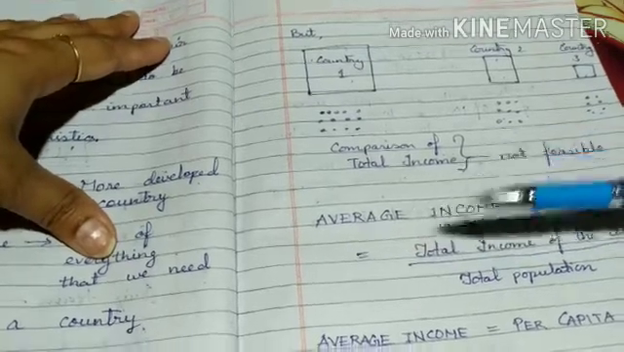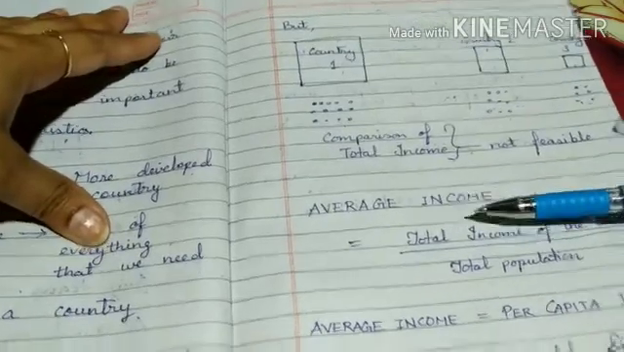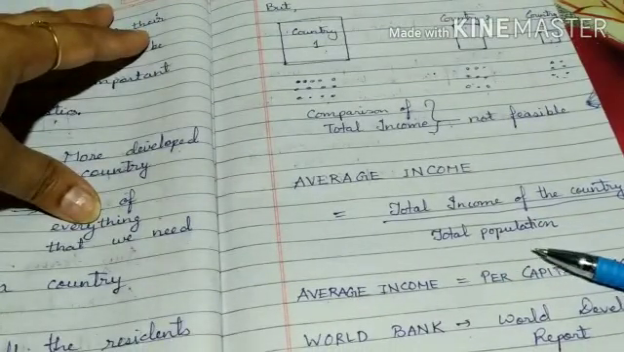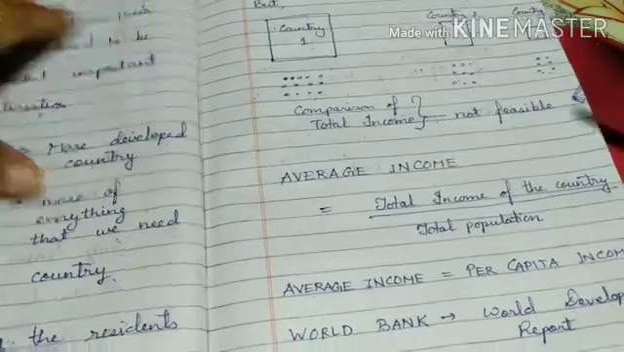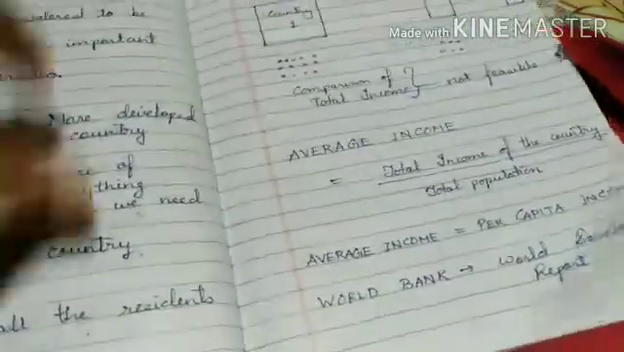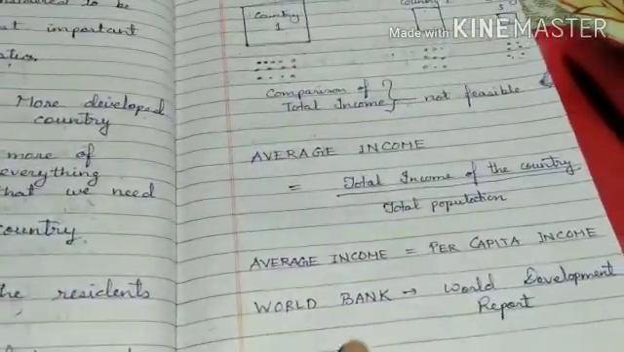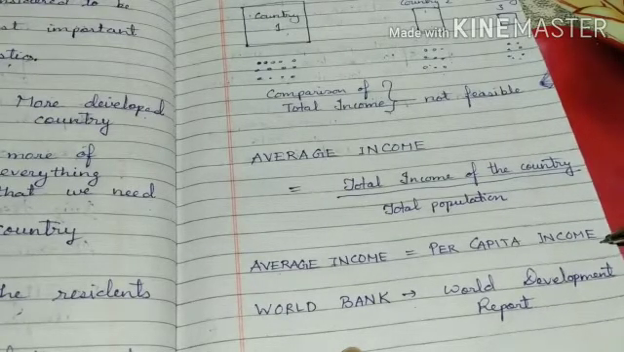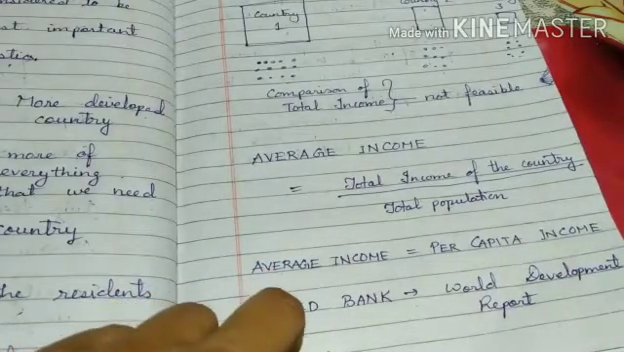I hope you know this formula belongs to maths. Now, average income is calculated by total income of the country divided by total population of that country. So we get the average income. Average income is also known as per capita income. And this criterion is used by the World Bank, and in its World Development Report, it gives the per capita income of each country, and it also makes a list of such countries.